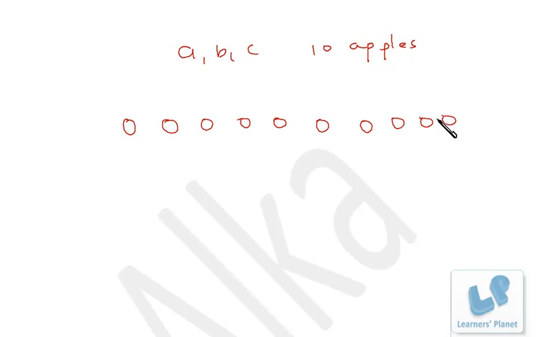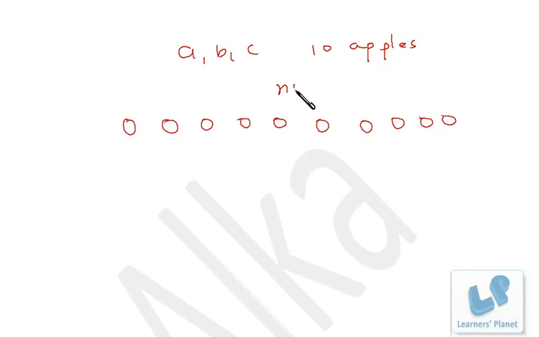Now suppose I am having 10 apples to be distributed among 3 persons, A, B and C. A, B and C and 10 apples, right? So 10 apples, 1, 2, 3, 4, 5, 6, 7, 8, 9, 10. And here the condition that is continued, that is none of them should get 0. That means at least one apple each should get, right?